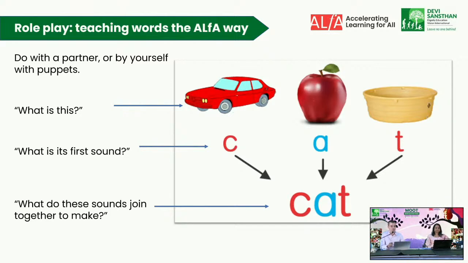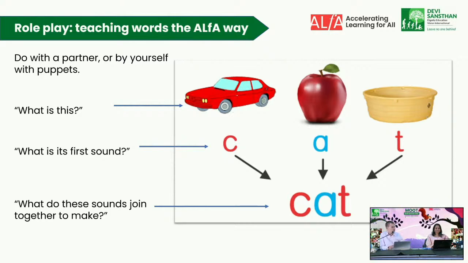The children are building off their existing knowledge by asking each other questions. So, Sunita, I would be asking you, what is this? This is a car. And what's the first sound of car? Car, car. And what's the next picture? Apple. And first sound of apple? Apple, a. And next picture, final picture? Tub. And first sound of tub? Tub, t. Great. So can you join these sounds together? K, a, t, cat. Nice one.